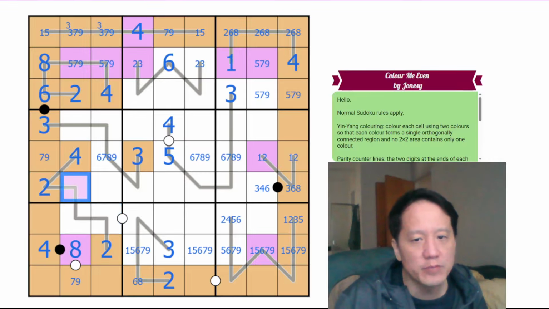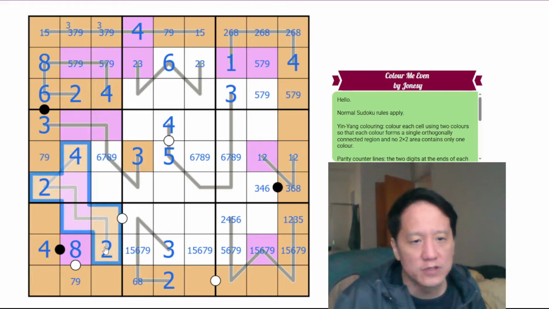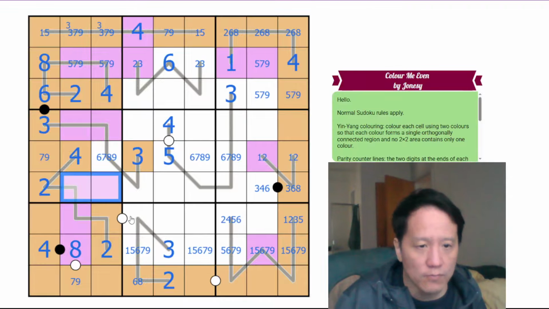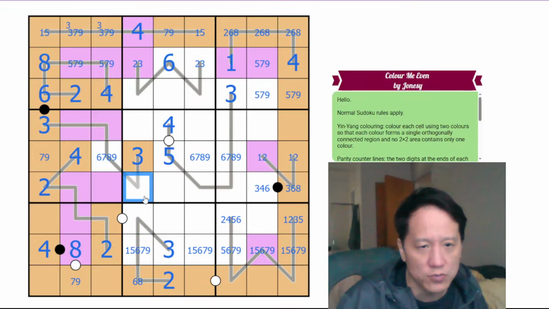This has to be pink because of the 2x2 area here. This must be pink because of the 2x2 area. And the pink has to exit out here to be orthogonally connected. Same with this. This must exit out. So this is orange. We have 4 oranges on this line. Pink has to exit out this way. These are both pink. One of these is pink, one of these is orange. We're not sure which.